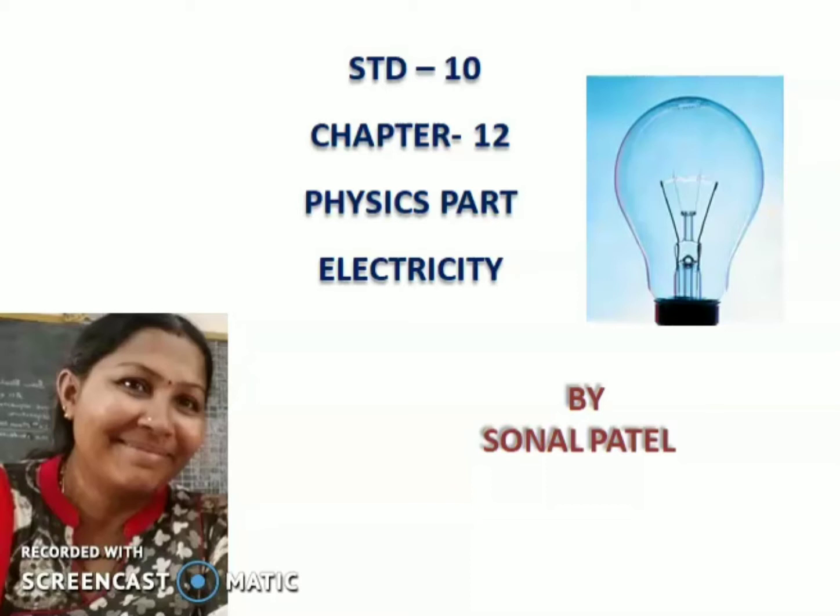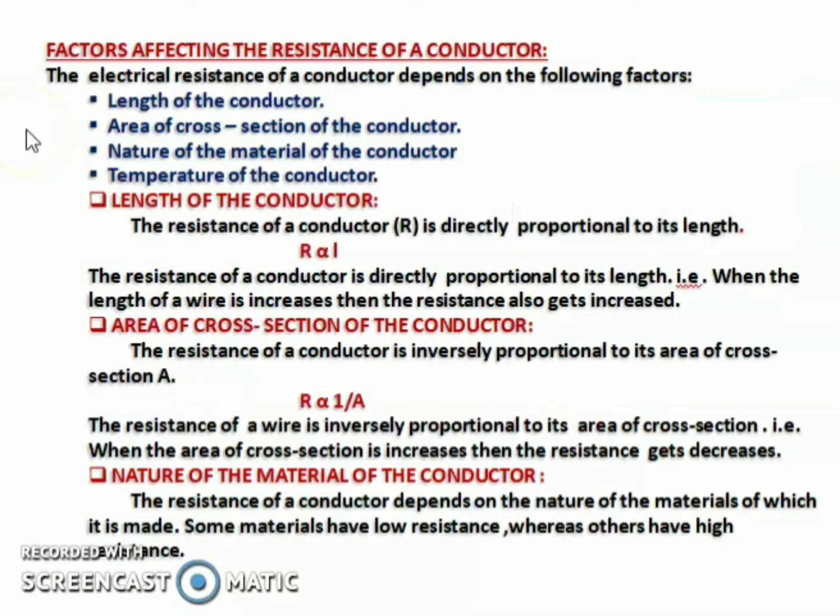Today we will see part 3 of chapter 12, Electricity. In this chapter we are going to study the factors affecting the resistance of a conductor. The electric resistance of a conductor depends on the following factors. First, the length of the conductor. Second, the area of cross section of the conductor. Third, the nature of the material of the conductor. Fourth, the temperature of the conductor.